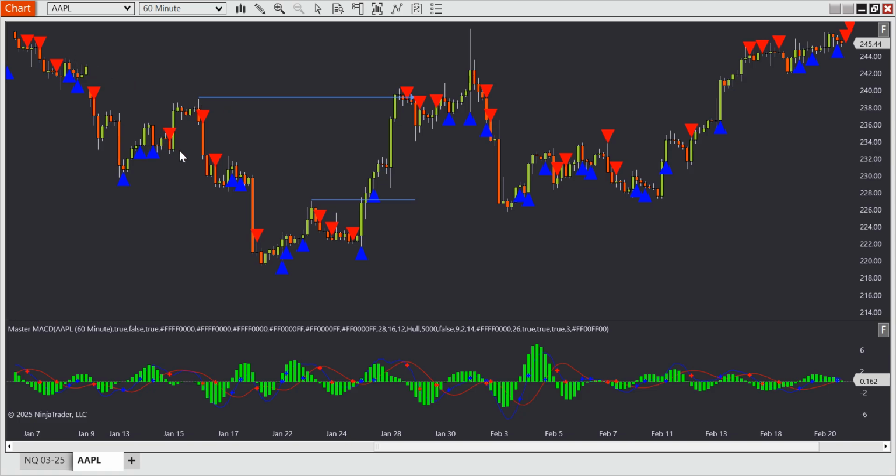Again, downtrend here, and we see a sign with price closing above this high that we might get an up move. And it coincides with this buy signal from the Master MACD, along with momentum shifting towards the upside as well, which can give us confirmation to look for a trade to the upside.